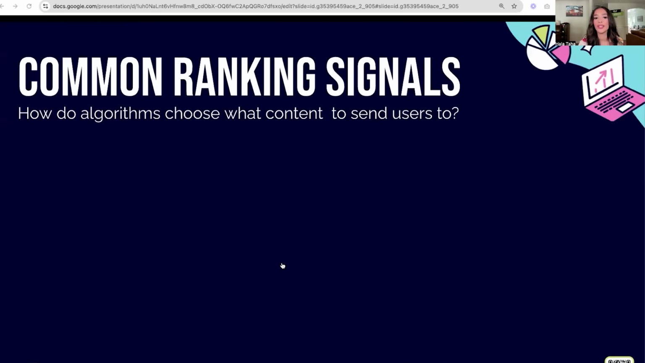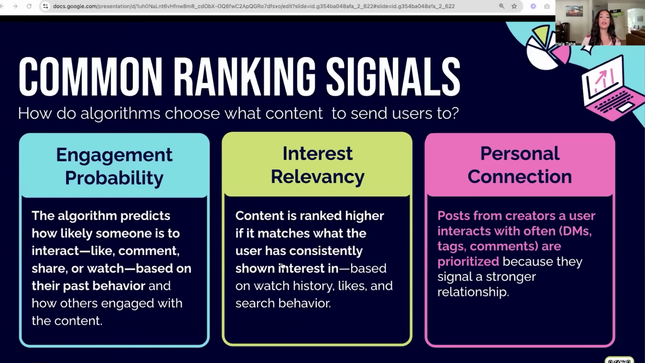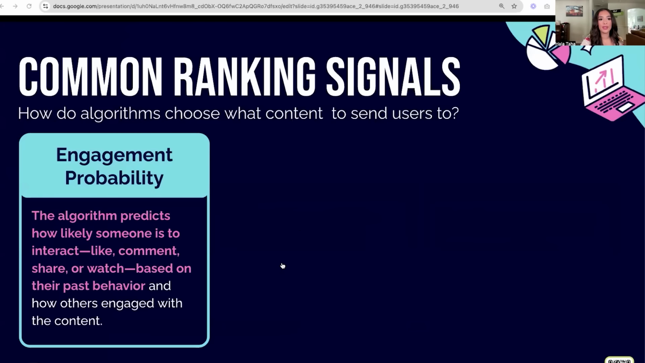Now, let's talk about ranking signals. There's a couple different ranking signals that all social media platforms use, okay? I'm just going to build this out. Engagement probability. Actually, let me just go one by one. Engagement probability. That is basically how likely the algorithm is going to feed your content to other users based on the engagement, how often people like, comment, share, or watch it, okay?